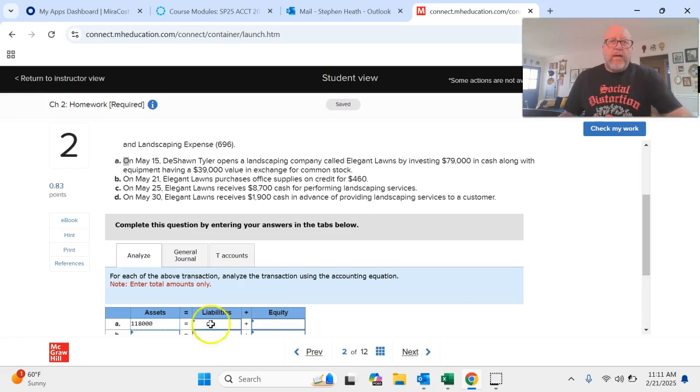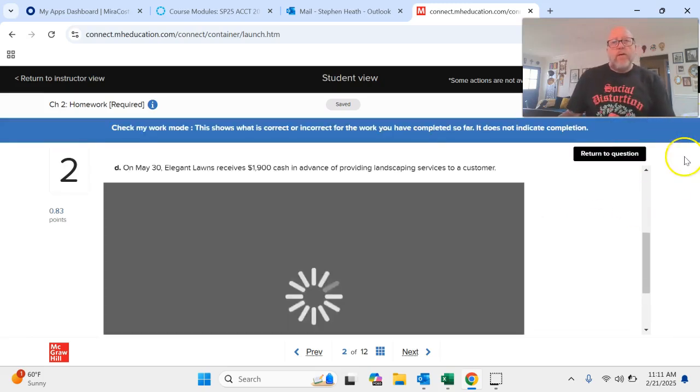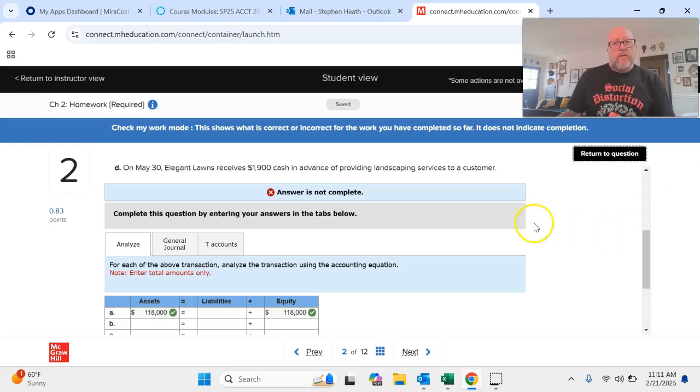So 118,000 of assets goes up, and if I exchange cash and equipment in exchange for common stock, then my equity would go up by the same amount. I think we learned that from chapter 1. Thank God I got that part right.